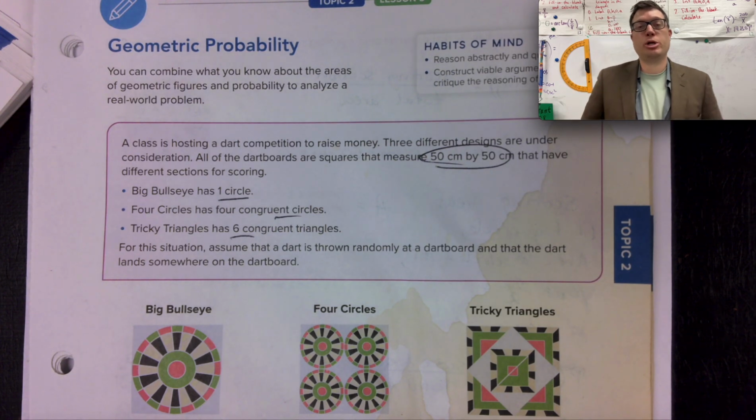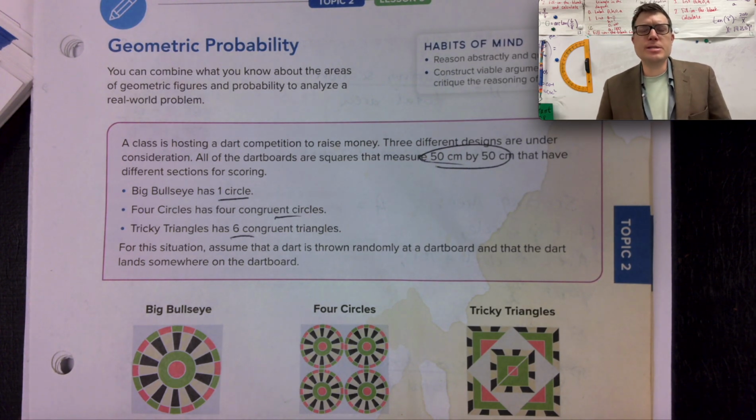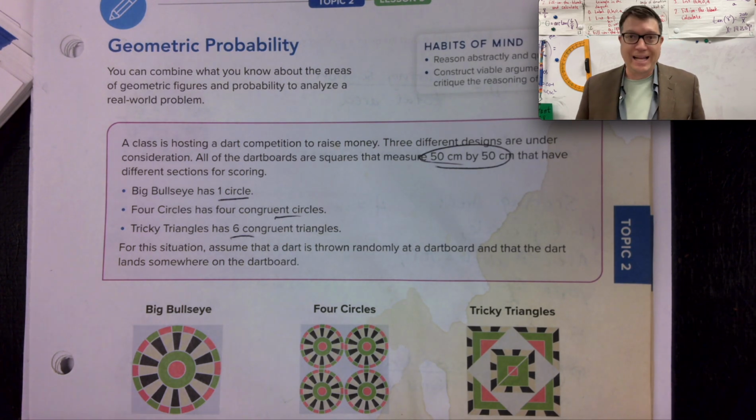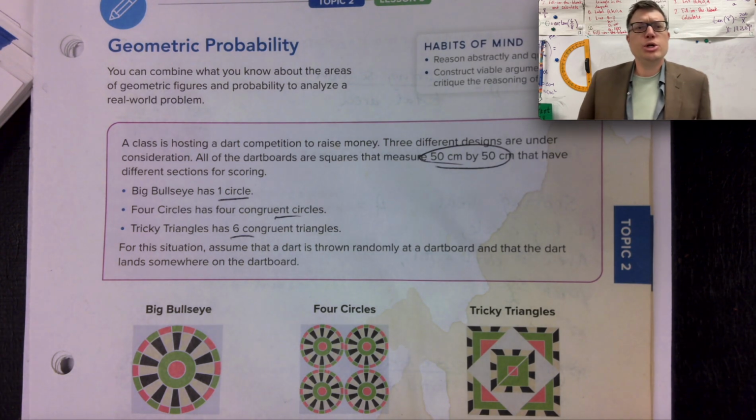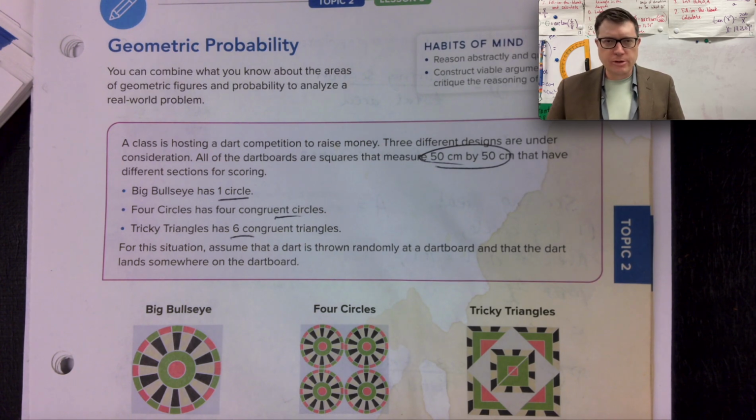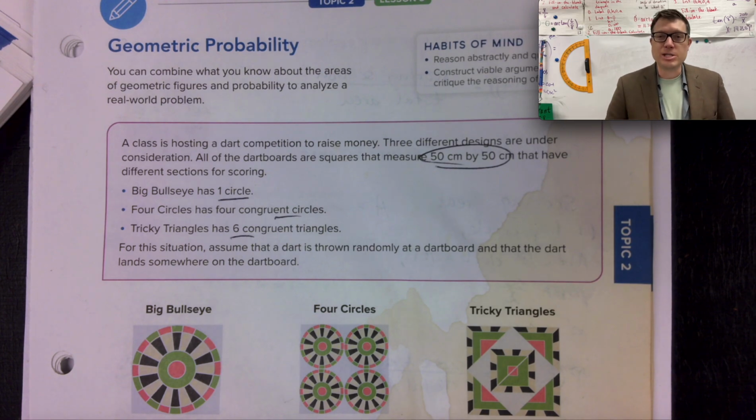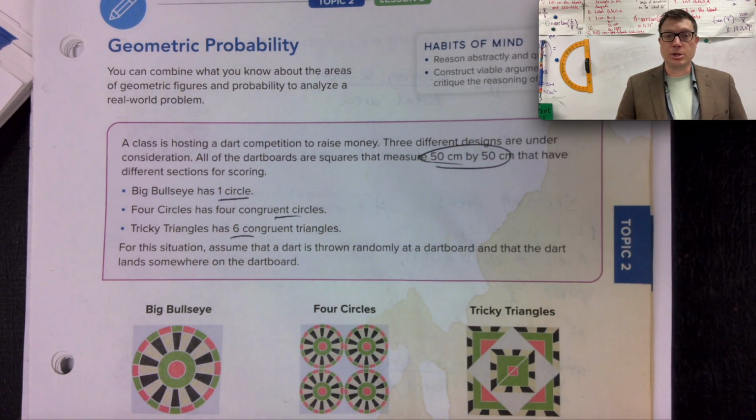One, geometric probability. We are going to consider the probability scenarios when we're talking about shapes and landing in a certain square. You can combine what you know about areas of geometric figures and probability to analyze a real-world problem. A class is hosting a dart competition to raise money. 3 different designs are under consideration.